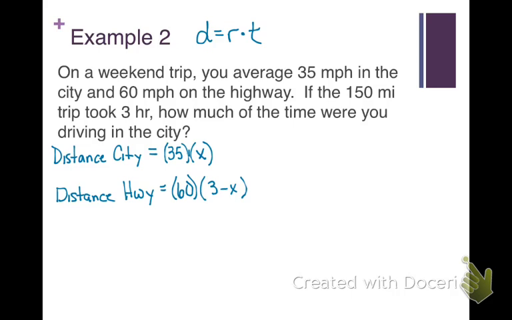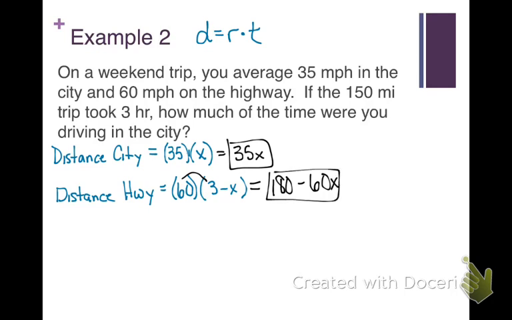Equals 35 times X, and then 60 times 3 minus X. So I'm just going to multiply here and rewrite this so it'll be a little bit easier. I'm going to have 180 minus 60x. I'm going to distribute that 60 to everything inside. And then we're just going to call this 35x. So between the two, I'm going to add those up.